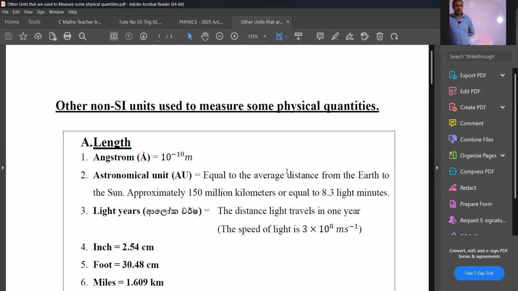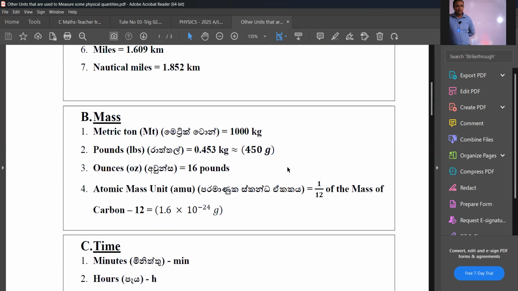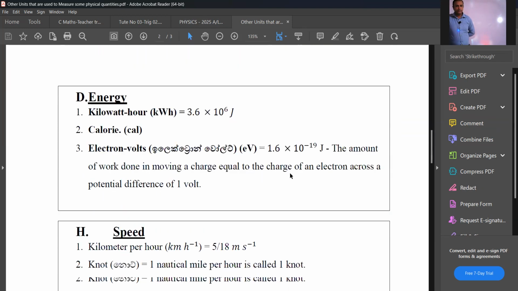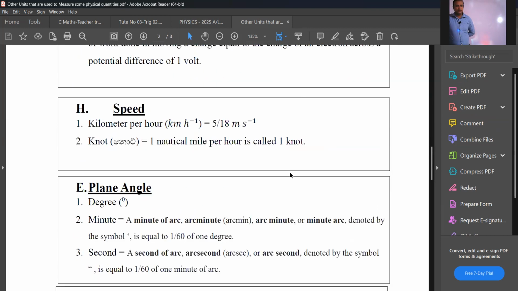This note, other non-SI units used to measure some physical quantities. This unit. This knot.